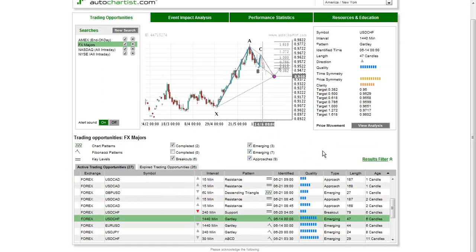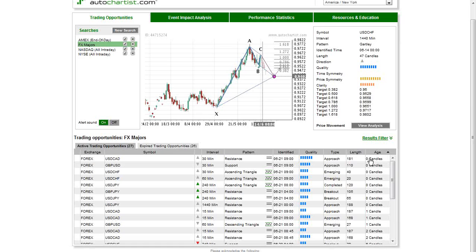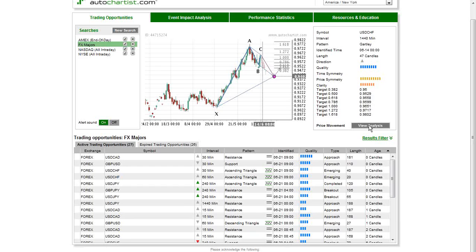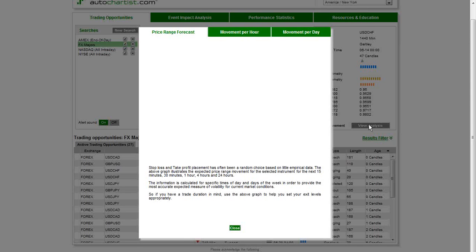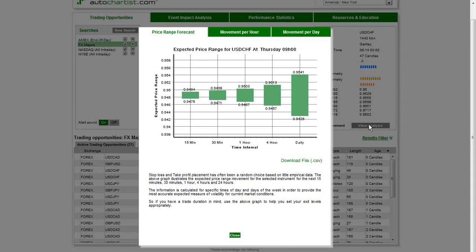So along with helping you identify trading opportunities, Autochartist also helps you with setting take profit and stop loss levels. The second question that we're asked most often at Autochartist, second after what should I be trading in which direction, is how should I be setting my stop losses and take profits? And this is where our tool called Power Stats comes along. What Power Stats does is it doesn't give you a view on the directionality of the market, but rather it gives you a forecast price range movement.